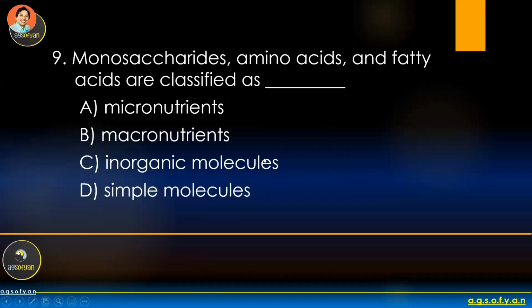Monosaccharides, amino acid, and fatty acid are classified as A, B, C, or D? Okay, so remember, carbohydrate or polysaccharide will be digested into monosaccharide. Proteins will be digested into amino acids. Lipids, like oil, butter, will be digested into fatty acids.